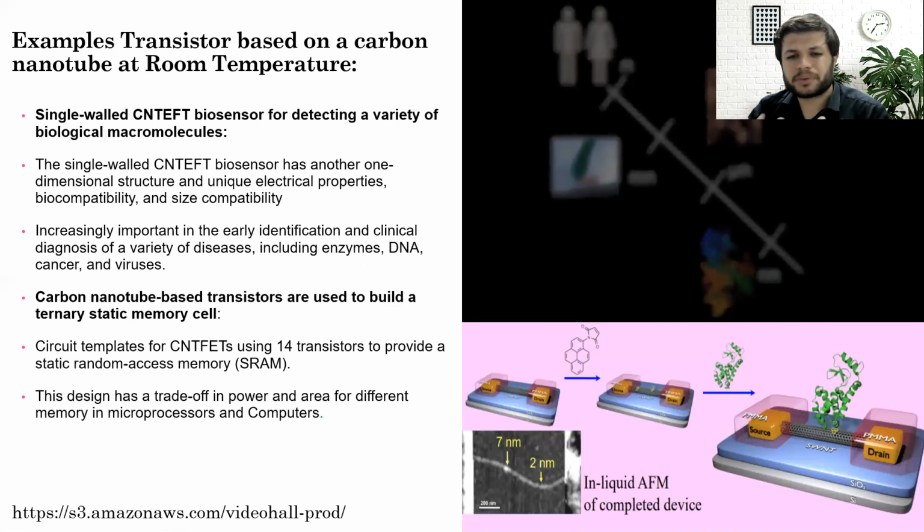These circuits are made from a number of transistors to make a random access memory. These designs trade off power and area for typical memories and microprocessors in computers.